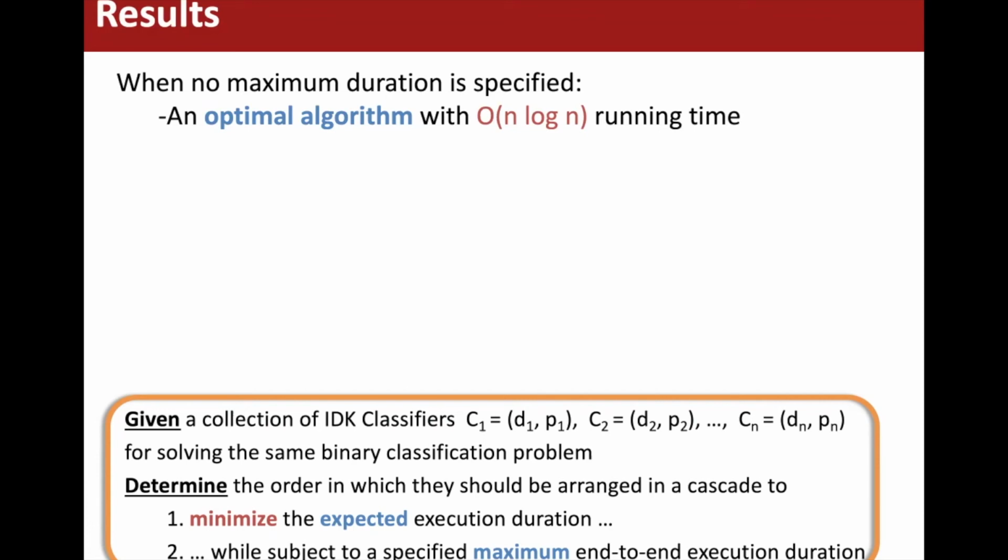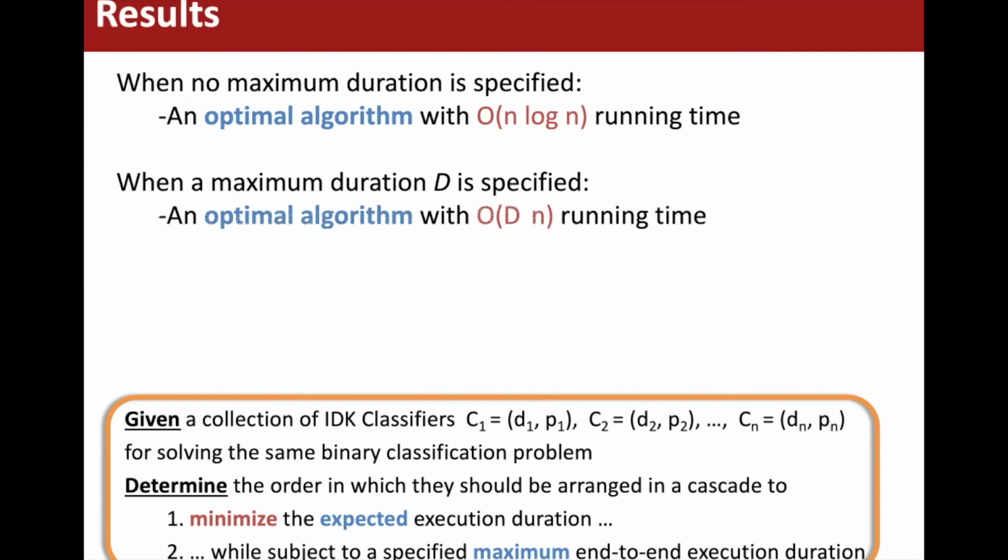We next considered the case where this maximum end-to-end deadline D is specified, and it is required that under all circumstances, including unlikely ones, the execution of the cascade complete within an interval of duration D. This problem turned out to be, from a computational perspective, less tractable than our previous problem. And we were able to obtain an optimal algorithm, but this algorithm has pseudo-polynomial running time.